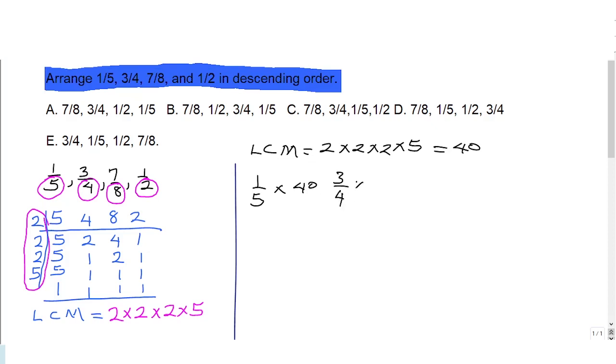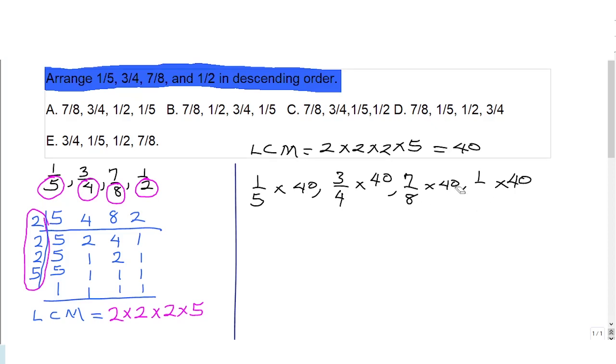3/4 of 40. Remember, there is a comma here that separates them. We are just writing multiply by 40. 3/4 times 40, comma, the next number 7/8 times 40, and the last one, 1 over 2 times 40. Are you getting it?